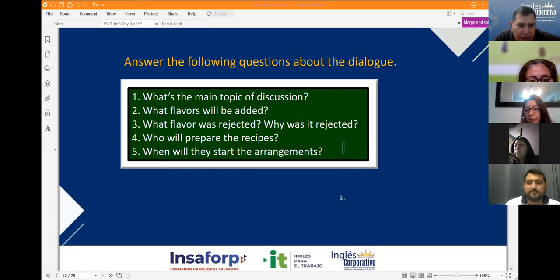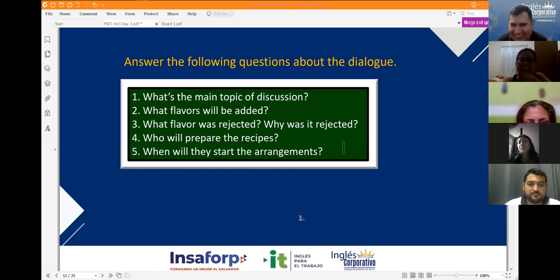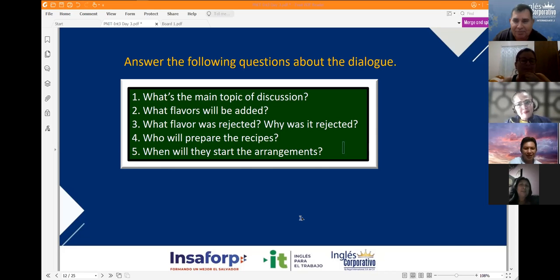Very good. Now, my friends, what do they think of cinnamon, ginger, and peanut butter? Well, you know that is a tricky question. Why is it a tricky question? What flavors are mentioned is one thing, and what flavors will be added is something different. The original flavors are vanilla, chocolate, and strawberry. But what are the new flavors that will be added? Ginger? No, ginger was rejected. You remember? Peanut butter. Ginger, no. Cinnamon. Excellent. That's it.